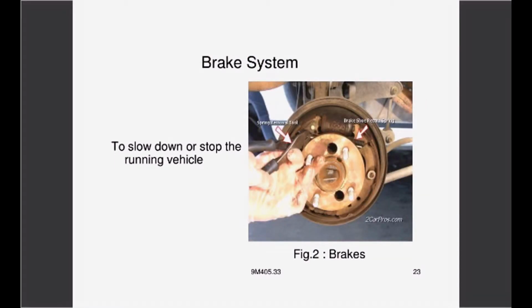This is the braking system, the other control system. This is used to slow down or stop the running vehicle as and when required. This is generally done by means of brake shoes and a brake drum arrangement, which we will discuss in detail in the next classes.